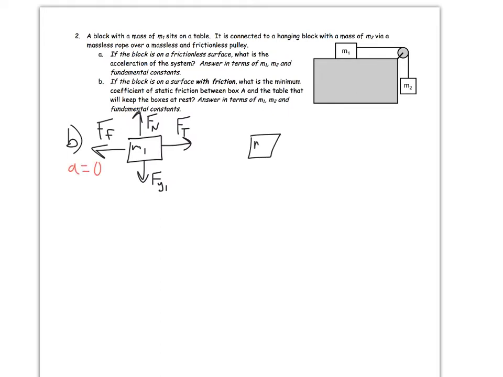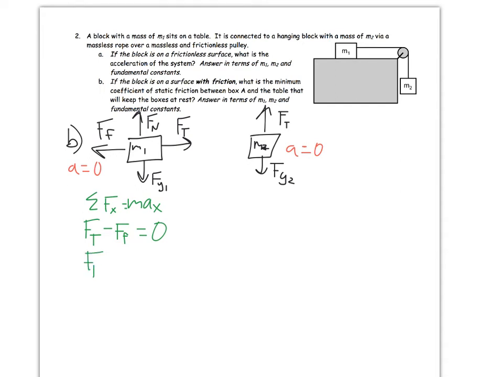For M2, we have the force of tension going up, we have the force of gravity still going down, and also this one has an acceleration of 0 because they're connected. So setting up my F equals ma, for this one I'm actually going to have to do both max and ma. So in the x direction I have Ft minus Ff going to be equal to 0. So that means that Ft equals my force of friction.